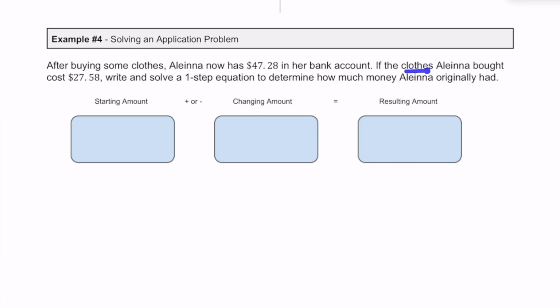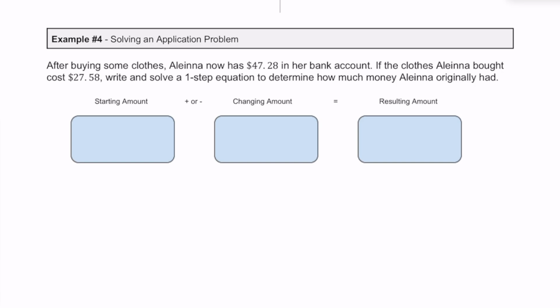And so if the clothes Elena bought cost $27.58, it says to write and solve a one-step equation to determine how much money Elena originally had. So originally is what she had before she went to buy clothes. It says to find that out. So we actually don't know right now what Elena started with. So we can use a variable to represent that.